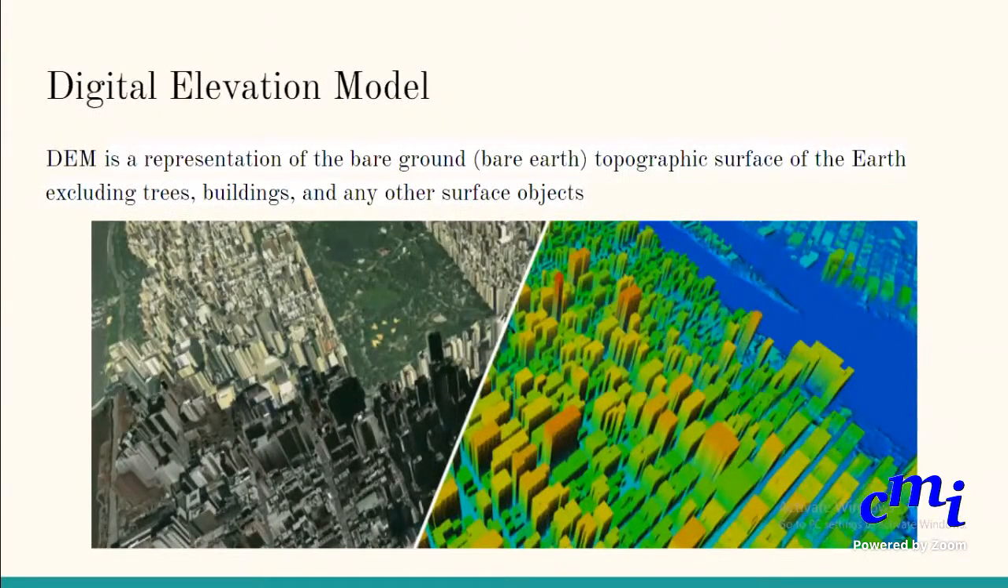So what is a digital elevation model? A DEM is a representation of a bare ground topographic surface of the earth, which excludes trees, buildings, and any other surface objects, right? In the image, you can see on the left side a photographic aerial view of a place. And on the right side, we have a digital elevation model where we only have the elevations encoded by different colors.